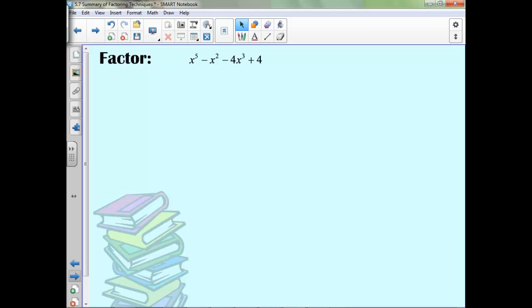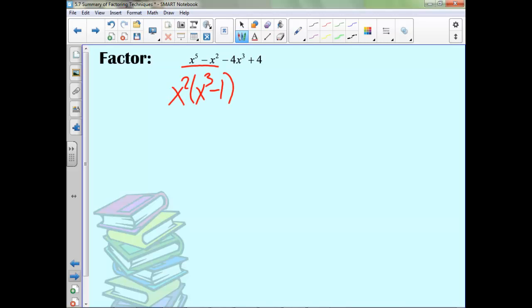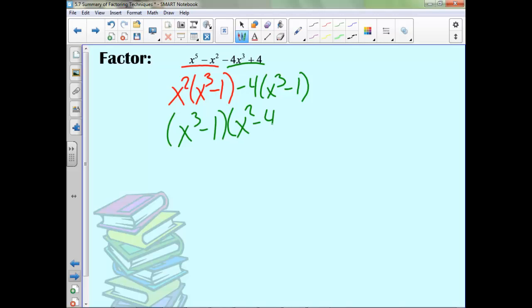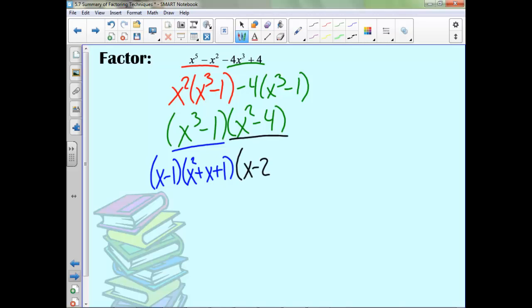This one, notice there are 4 terms, so we can try factoring by grouping. Grouping these 2, we can take out an x squared. Grouping these 2, we can take out a negative 4. Now notice this first part is a difference of cubes, so we can factor that as well. And the second one is a difference of squares.